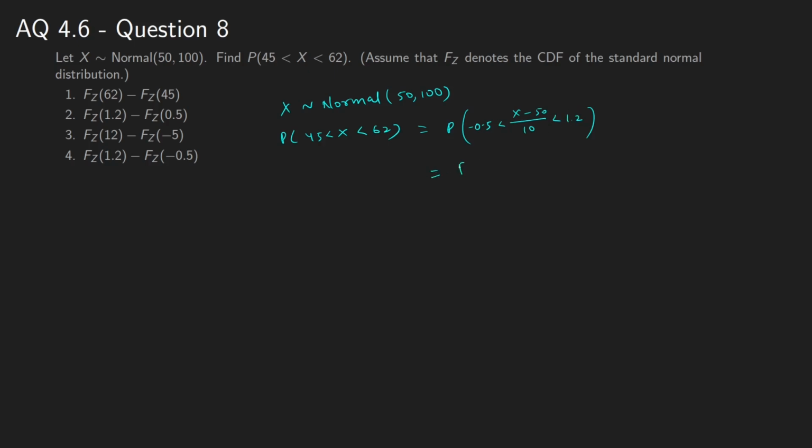So finally we can write it as the CDF of the standard normal distribution at 1.2 minus CDF of the standard normal distribution at minus 0.5. So this is the probability that x will take values between 45 and 62 in terms of the CDF of the standard normal distribution. So the option corresponding to our answer is the fourth one.